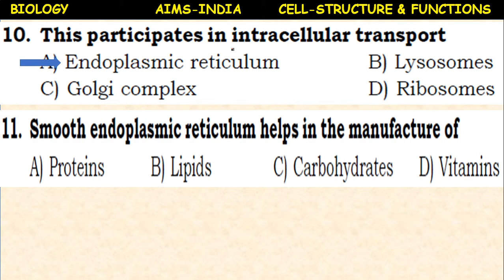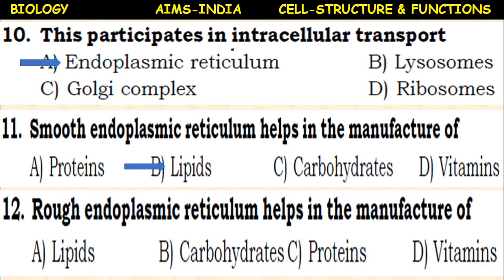Next, smooth endoplasmic reticulum helps in the manufacture of what? It lacks the ribosomes on its surface, so its main function is manufacture of lipids. Rough endoplasmic reticulum, protein synthesis. Okay. Rough endoplasmic reticulum helps in the manufacture of proteins.